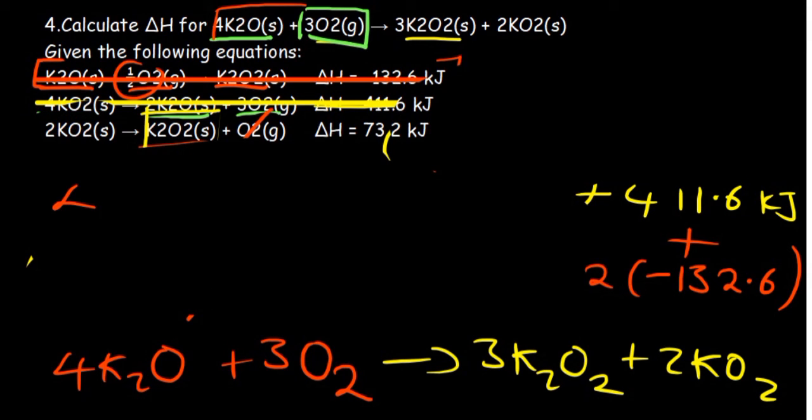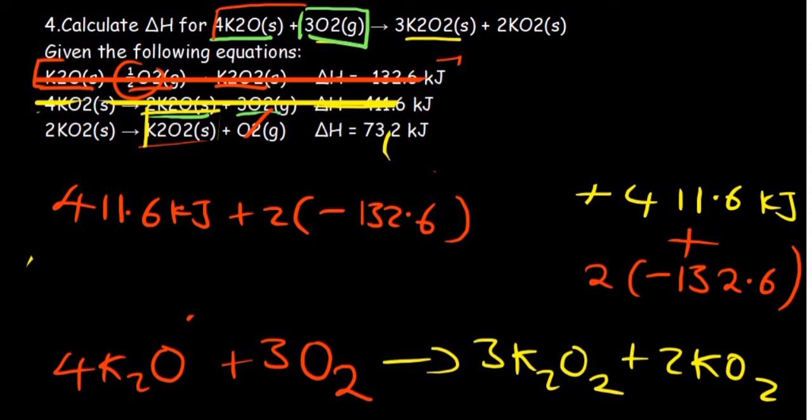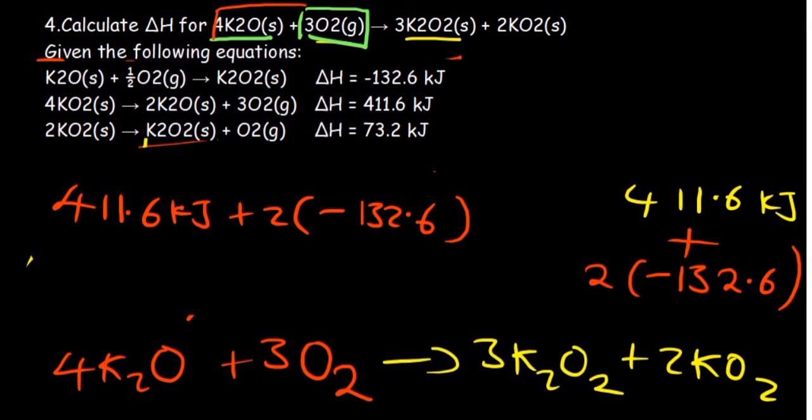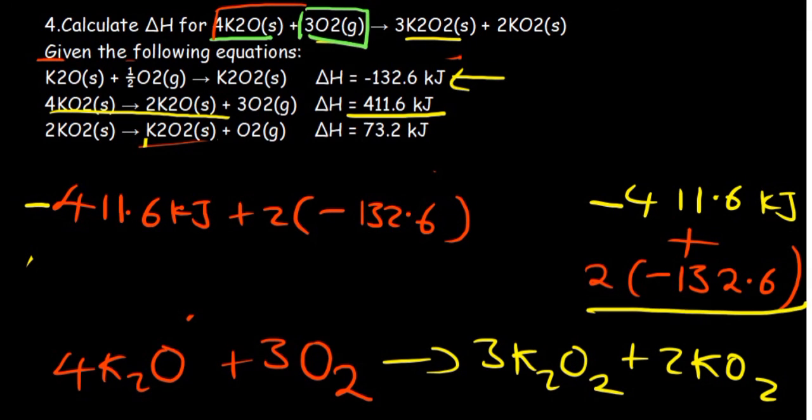So remaining with positive 411.6 kilojoules plus 2 negative 132.6. So why is this one positive? Is it supposed to be positive or negative? If you check where it's coming from, we had reversed it, not so? We had reversed this reaction and it was positive initially, so this is supposed to be a negative. So we'll add a negative there. And the other one on top, we didn't reverse it, we just multiplied by 2, so that's what we have.